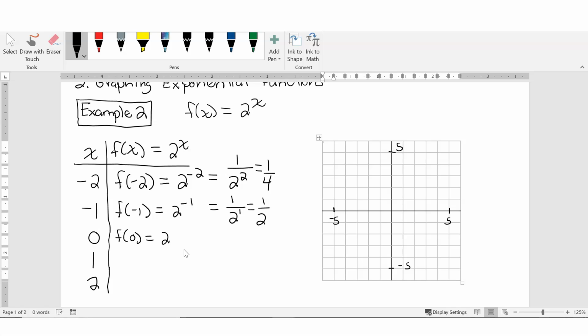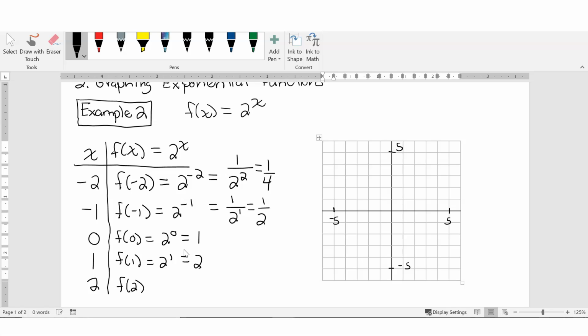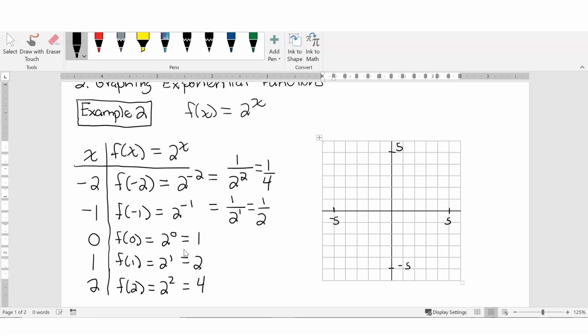f of 0 is 2 to the 0. Remember, anything to the 0 power will be 1. And then f of 1 is just 2 to the first, or 2. And f of 2 will be 2 squared, which is 4. And now that we have our coordinate points, we can graph.